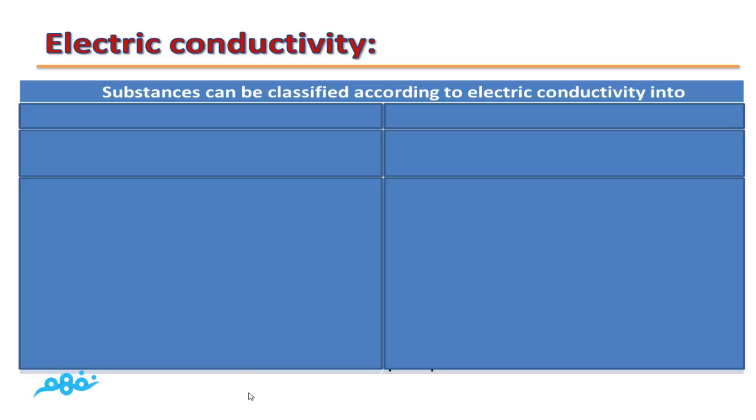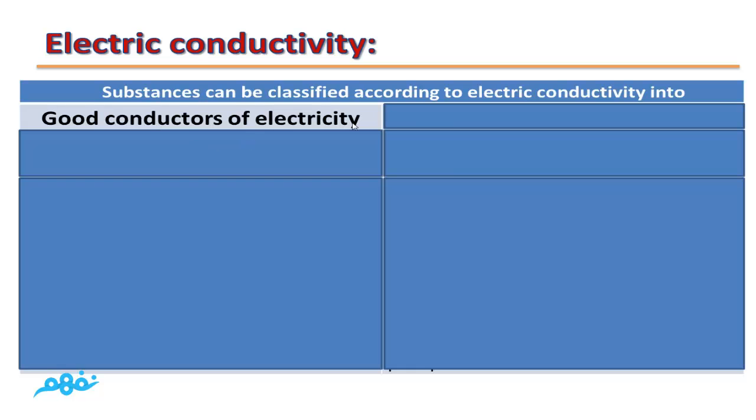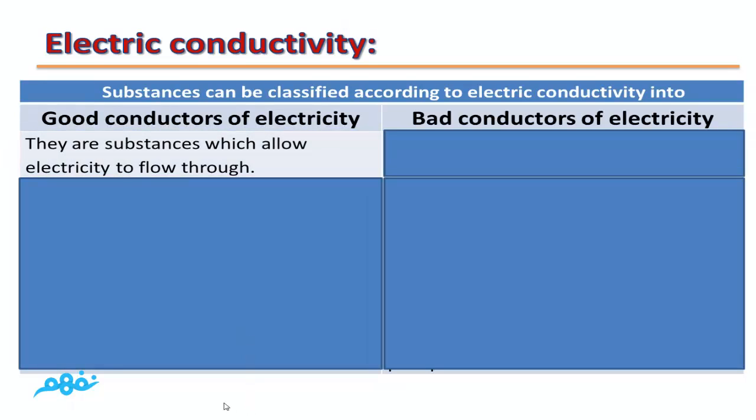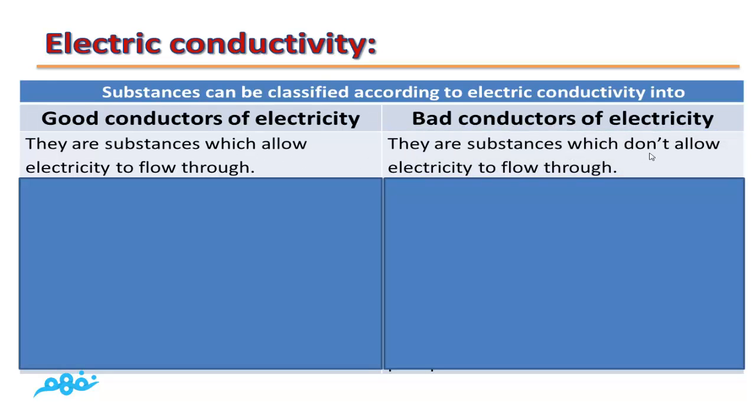The sixth property is electric conductivity. Substances can be classified according to electric conductivity into two categories, which are good conductors of electricity, called good conductors, and bad conductors of electricity, which are called electric insulators. What's meant by good conductors of electricity? They are substances which allow electricity to flow through. Bad conductor, the same definition, but by adding don't. They are substances which don't allow electricity to flow through.